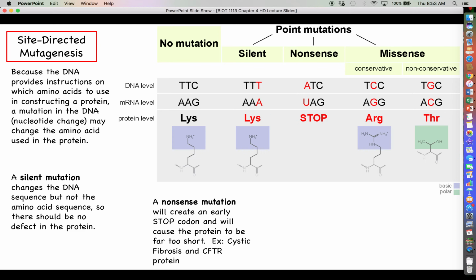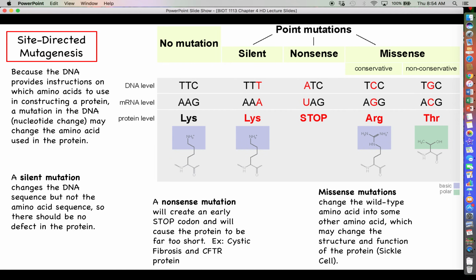A very good example of this is the disease cystic fibrosis, in which there is a mutation in the CFTR gene that causes a premature stop codon, and this chloride transporting channel, which should be aiding in the mucus formation in the lungs and in other places in the body, does not get made properly, and people suffer for it.